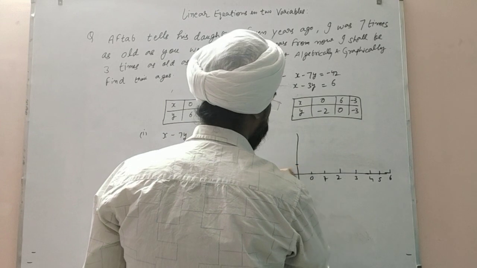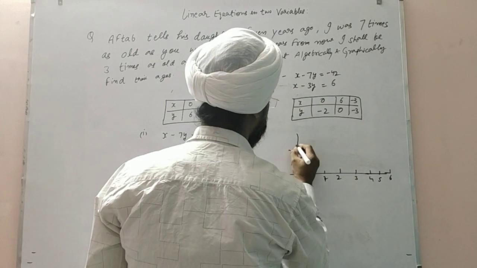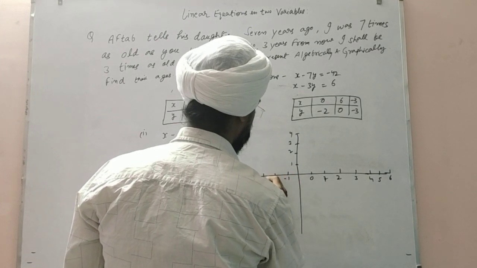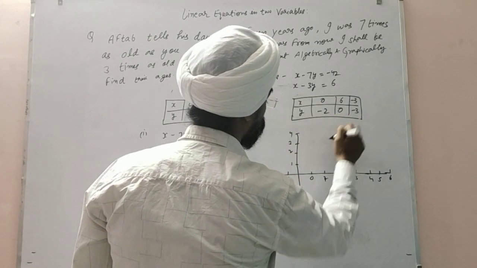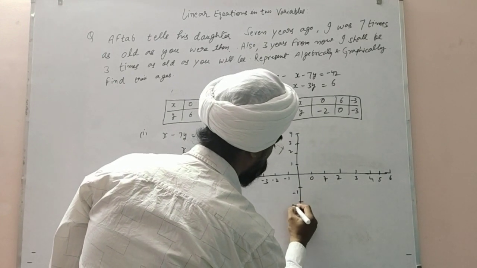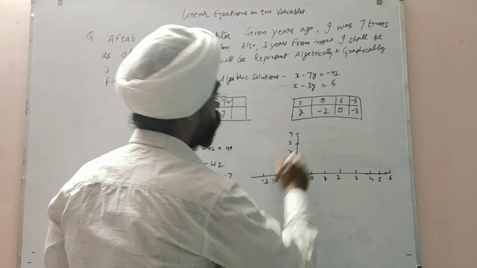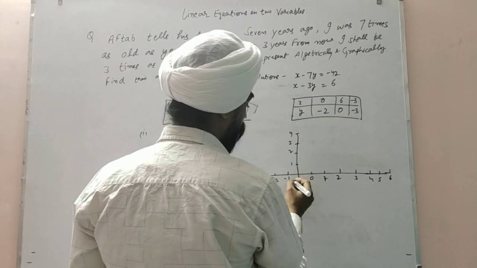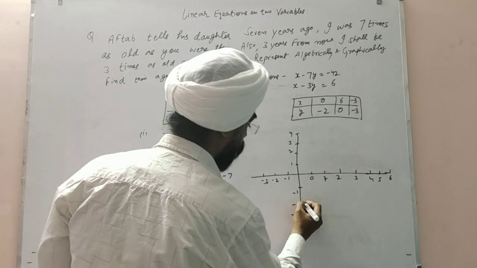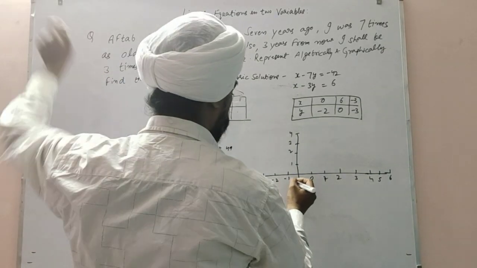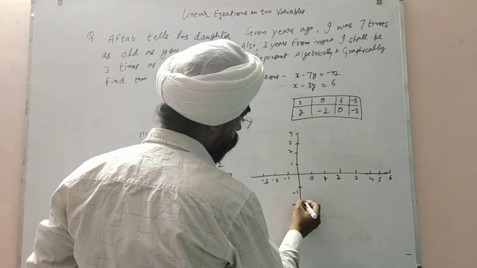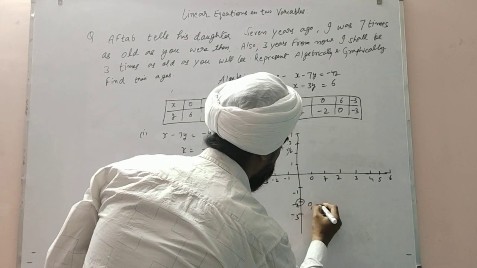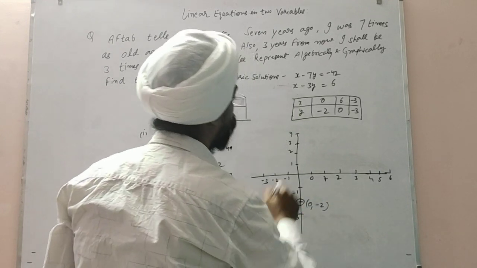On the minus side: minus 1, minus 2, minus 3, and on the y-axis the maximum is minus 3. Now how to plot these coordinates? x is 0, y is minus 2. The x value is 0 and the y value is minus 2. This is the point.